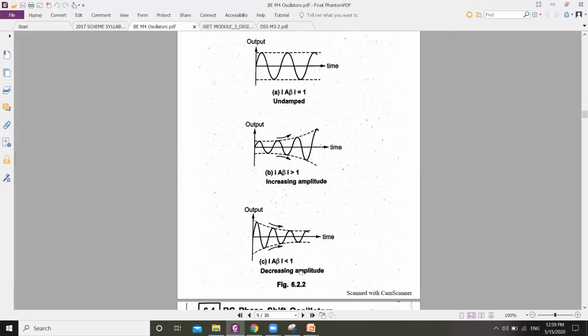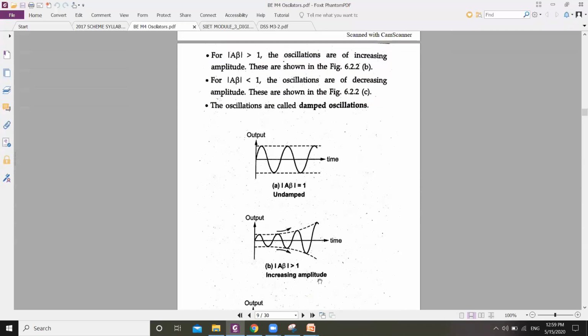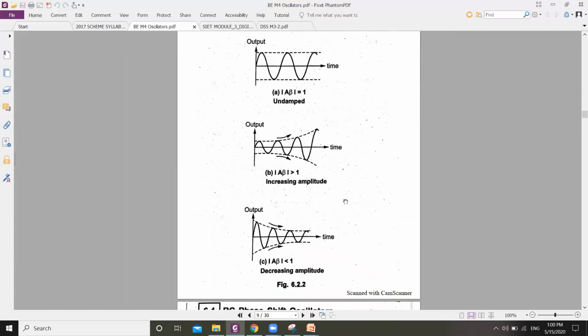And the third case over here is when the modulus of A beta is less than 1. In this case, we observe decreasing amplitude. Whatever amplitude is there initially, that amplitude will go on decreasing continuously. And this is also not useful for us. So what is being said is that the modulus of A beta value should be equal to 1. Then only will we get constant sustained oscillations.